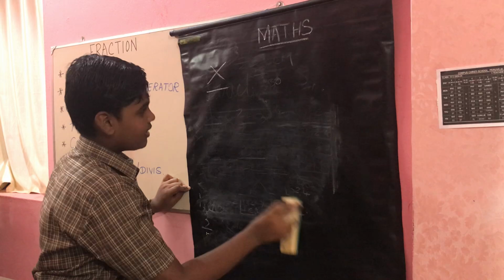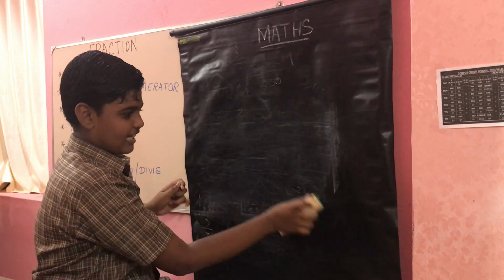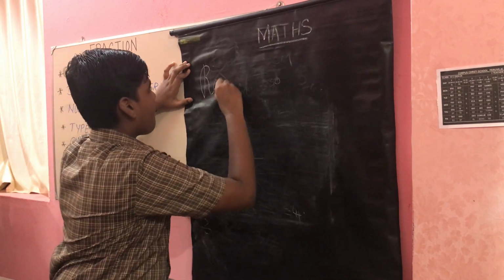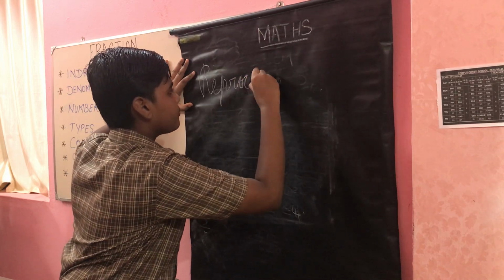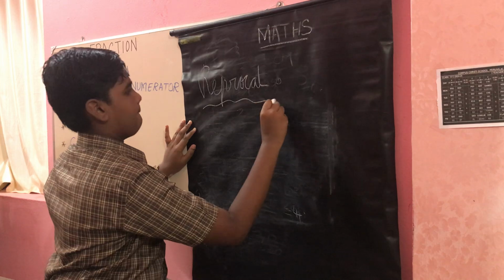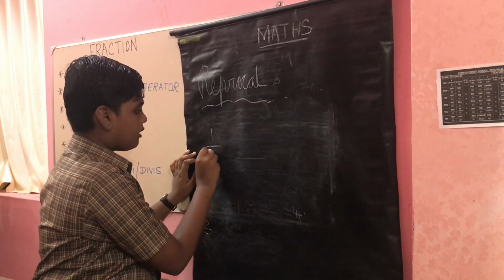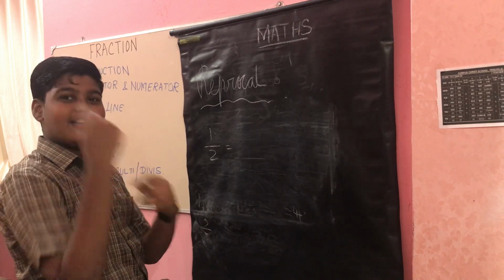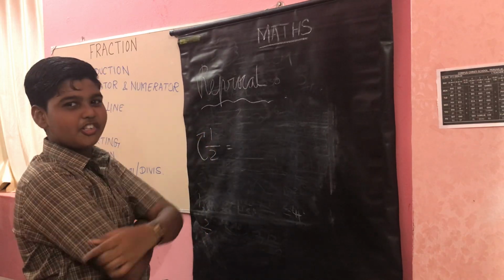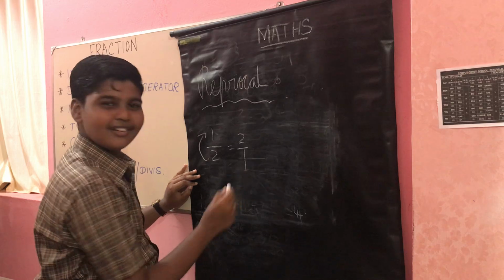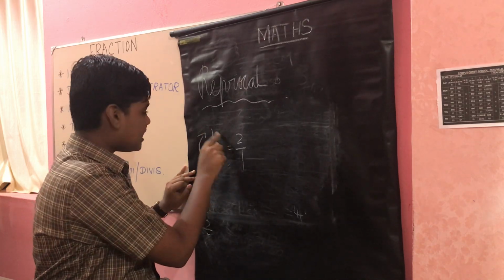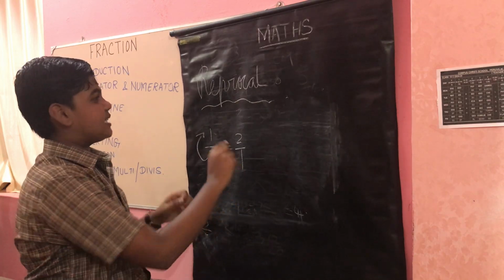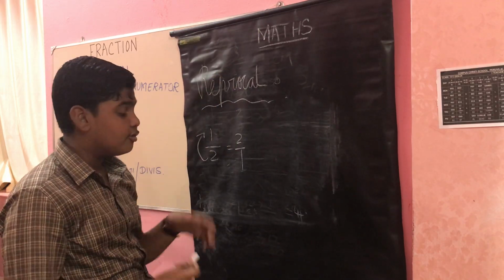What about division? Before that, let's learn one very small, very interesting topic: the reciprocal. What's the reciprocal of 1 by 2? You will think, huh, reciprocal? What's that? This changed into the numerator, this changed into the denominator. So it's very, very silly, right? So this is known as the reciprocal. This is the method which we use in division.